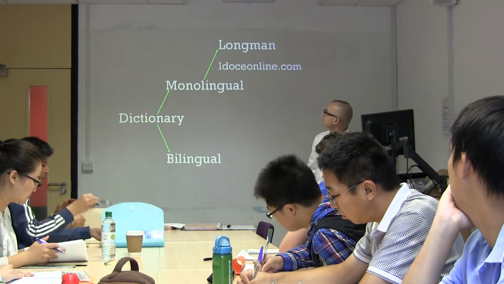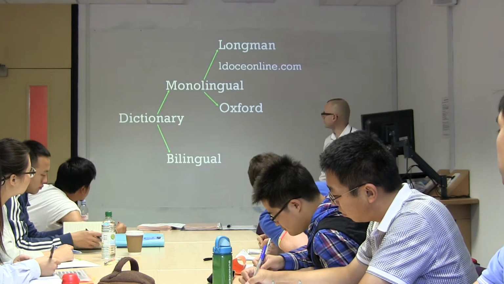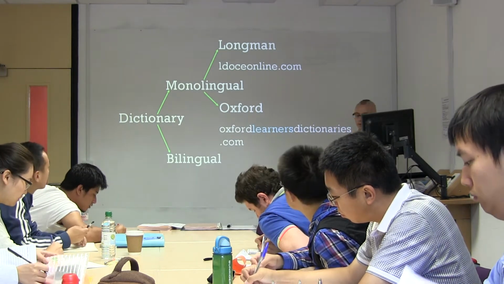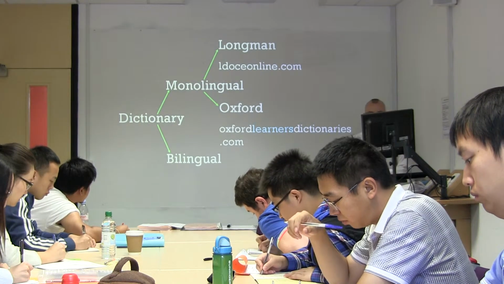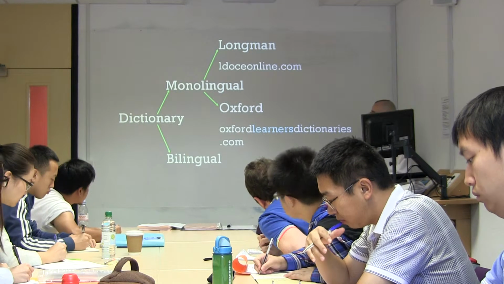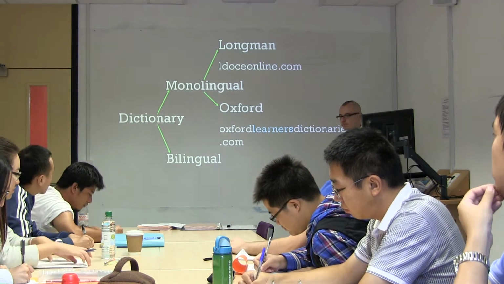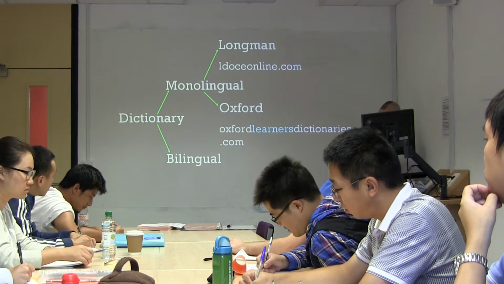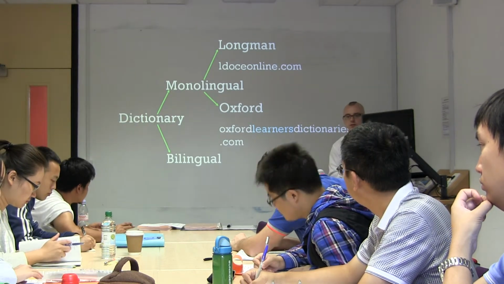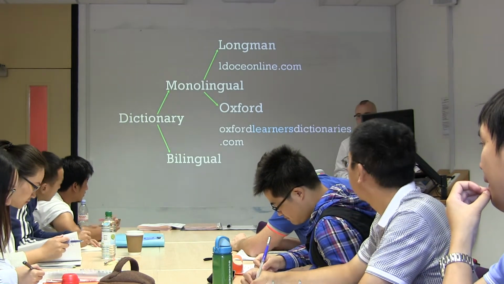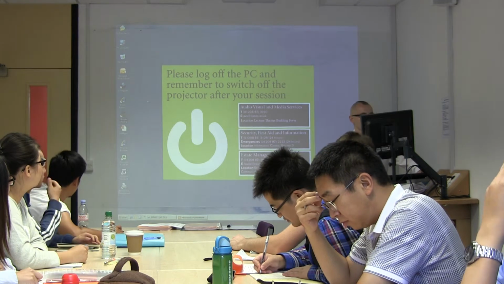And another one that might be useful is the Oxford Dictionary, the Oxford Advanced Learner's Dictionary. The web address is a bit longer. It's oxfordlearnersdictionaries.com. Okay, so if you've got it, maybe let's have a look at one of these.